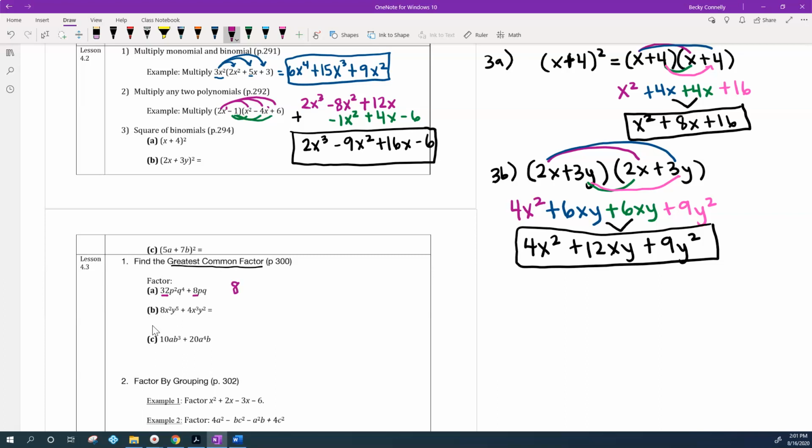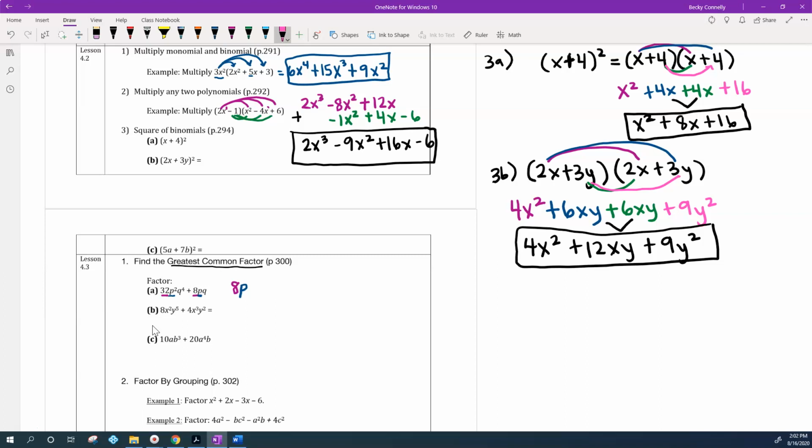All right, then I want to look at the p's next. So I've got p squared and I've got p. Well, with this one, you want the one with the smallest amount of p's, right? Because I can't factor a p squared out of this second term because there's only a p to give. So p, right? So 8p is what I have so far for my greatest common factor.